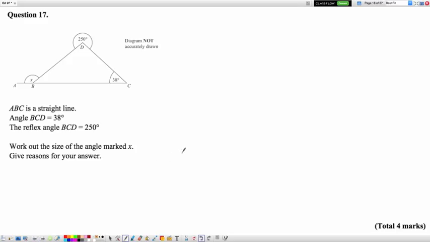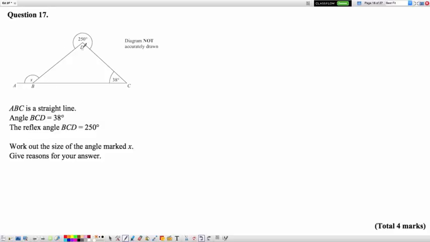ABC is a straight line. The angle ACD is 38, shown here. The reflex angle, BCD, is 250. We're asked to find the angle marked x, and we need to give reasons for our answer.